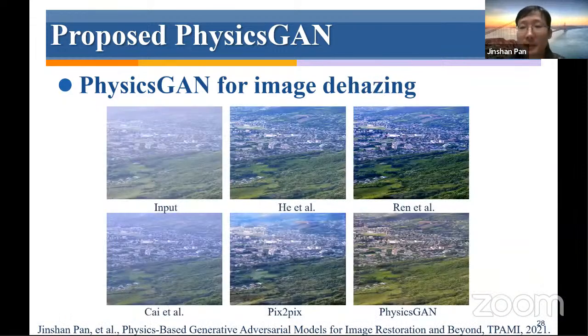And here is the application on image dehazing. We know that the pix2pix method is based on the conditional GAN model. And we can see that it generates results with significant artifacts and color distortions. In contrast, our method is able to remove such artifacts and obtains a much clearer image.